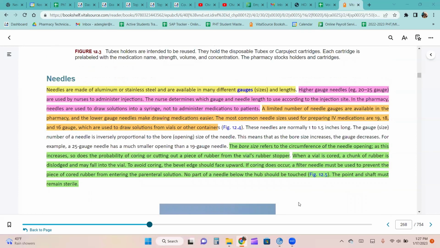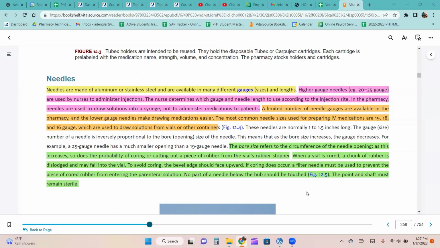Needles are made of aluminum or stainless steel and are available in many different gauge sizes and lengths. Higher gauge needles like 20 to 25 gauge are used by nurses to administer injections. The nurse determines which gauge and needle length to use according to the injection site. In the pharmacy, needles are used to draw solutions into a syringe, not to administer to patients. A limited number of needle gauges are available in the pharmacy, and the lower gauge needles make drawing medications easier. The most common needle sizes used for preparing IV medications are 19, 18, and 16 gauge, which are used to draw solutions from vials or other containers.